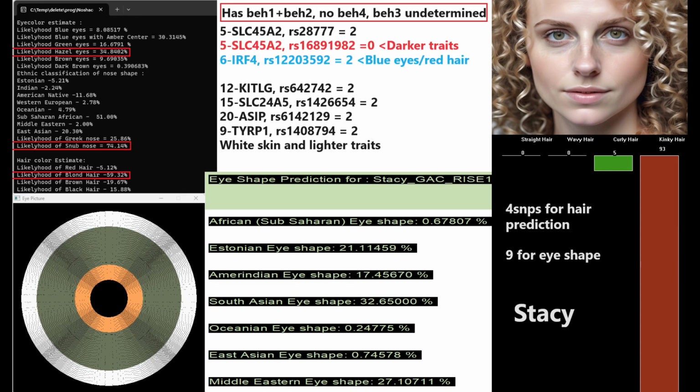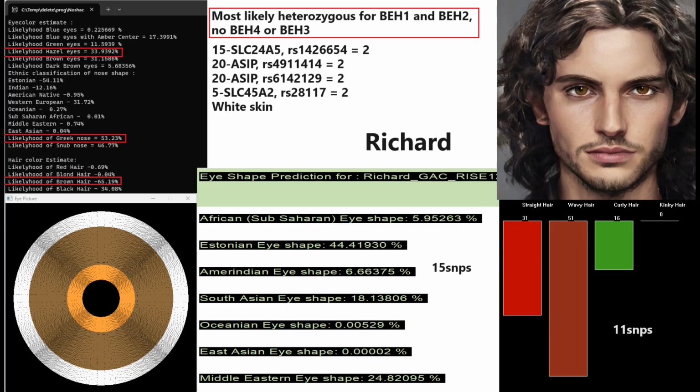She's got some genotypes for darker traits. For example, if you look at her genotype in SLC45A2, this is mainly the big contributor. This is the reason she's predicted actually to have hazel eyes instead of blue, despite having BEH2 and BEH1. And if you look at her genotypes in KITLG, SLC24A5, ASIP, and TYRP1 genes, she's definitely got white skin and lighter traits. Now we're moving on to Richard.